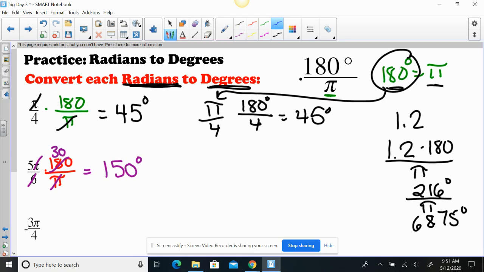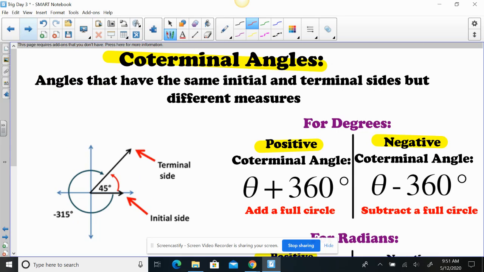Okay, let's look at the last one. So I'm going to multiply by 180, divide by pi. All right, these pi's get eliminated. 180 divided by 4 is 45. We actually did that up there. And then I just need to do 45 times 3, which gives me negative 135 degrees. All right, moving on. Coterminal.